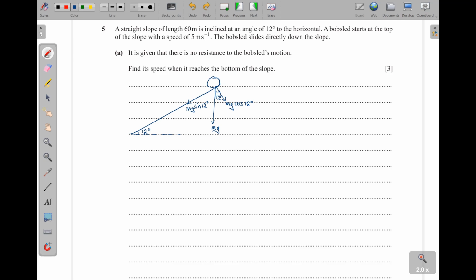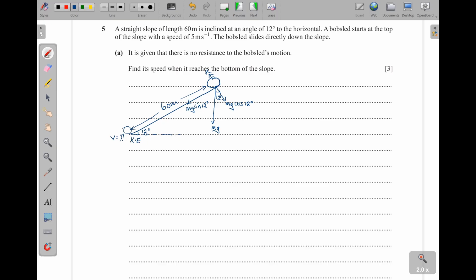Then we have this one as 60 meters. Then automatically here we shall have the normal reaction. Now, using the energy method, when this particle comes down here, it is going to have the final speed, which we don't know. So therefore it has kinetic energy.